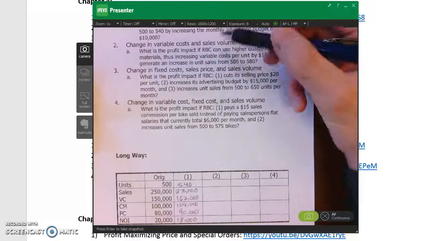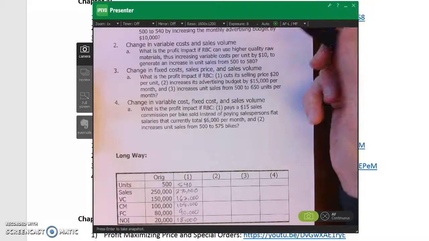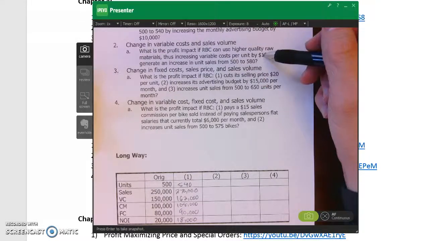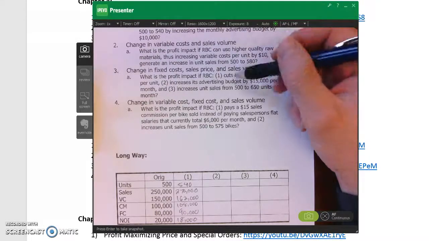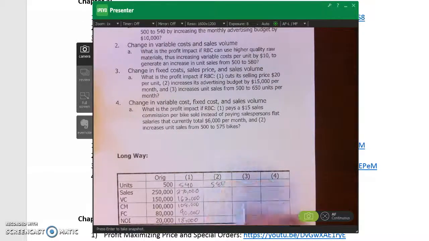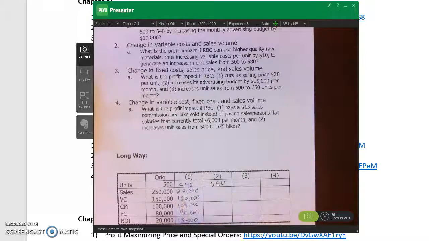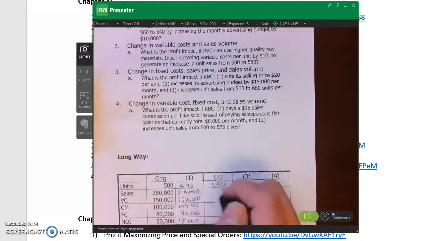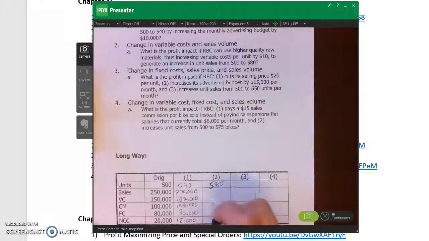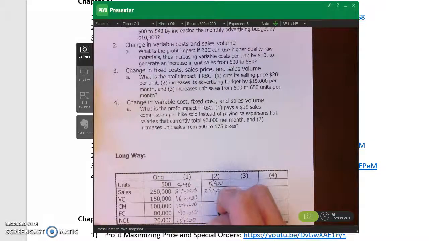Okay. Let's look at the second one. What's the profit impact if we use higher quality raw materials? That increases variable cost by $10, and sales go from 500 to 580. So now I have units of 580, and I don't see anything about my sales price changing, so it still stays the same at 500. So I can take my 580 times my 500, which gives me my 290.